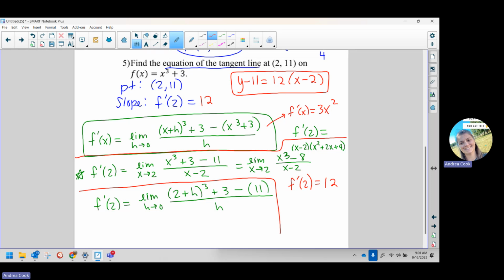The reason why I don't like this one is because you end up having to do the same thing as the first one, just with h's instead of x's. But this would also give you 12 if you worked it out. Here we had to remember how to factor cubes so that we could cancel. All right, questions on that?